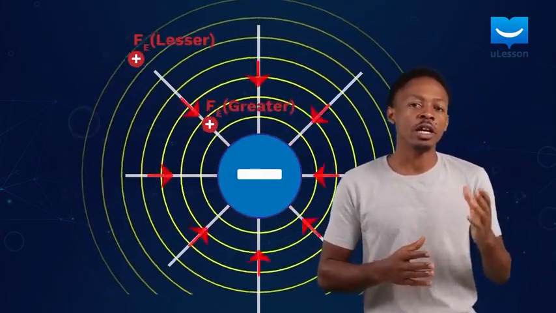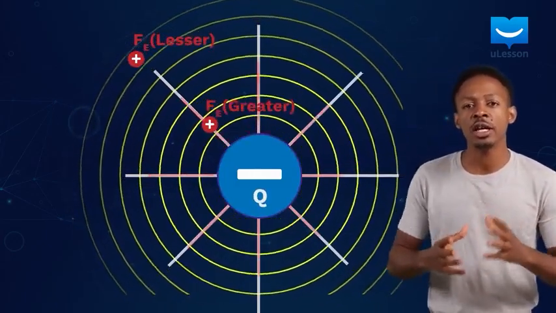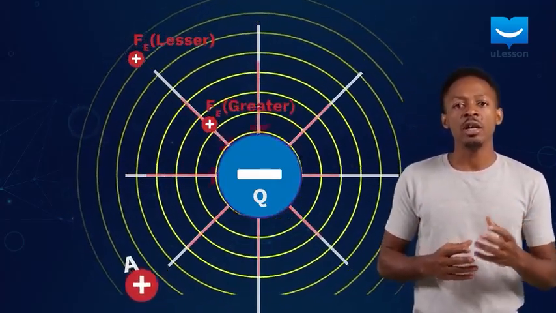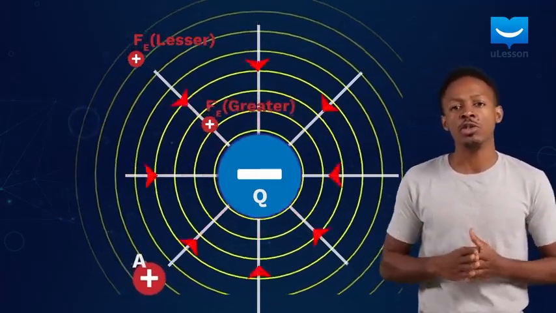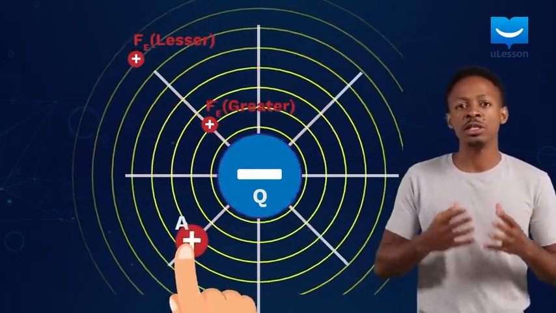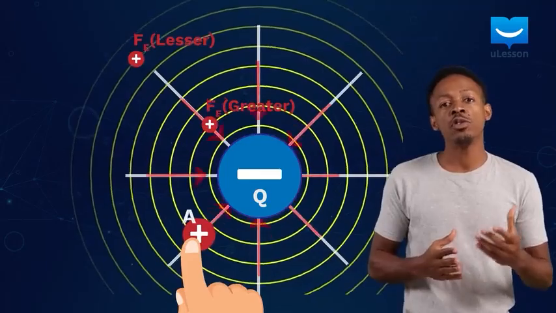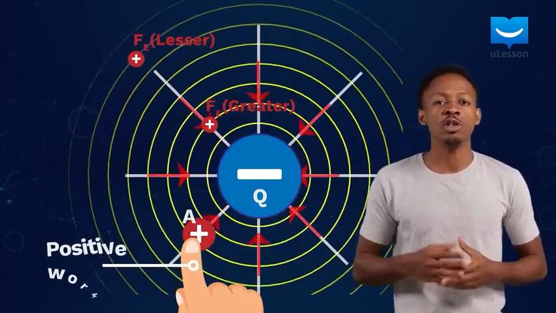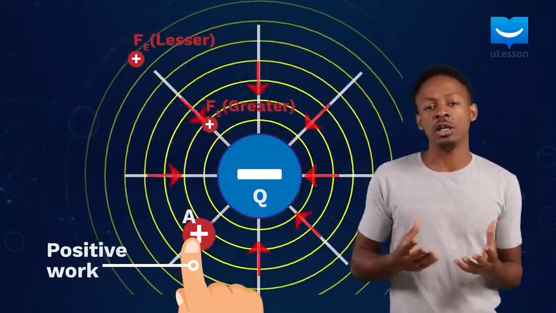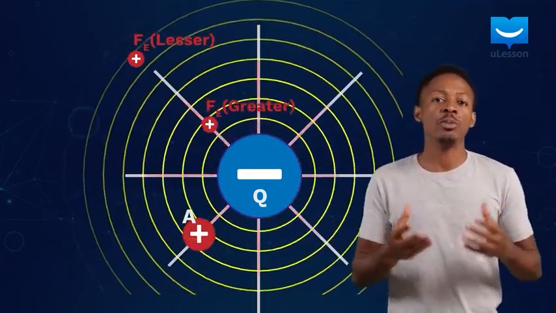So say we have a negative charge Q producing an electric field, and a small positive unit charge A being pulled in towards Q. If I now move A closer to Q in the same direction that the field was already moving the charge A in, then it is considered that I'm doing positive work, since the field and I are working together. An analogy can be found in gravitational fields.